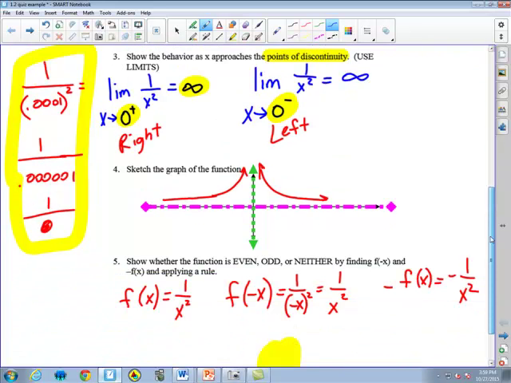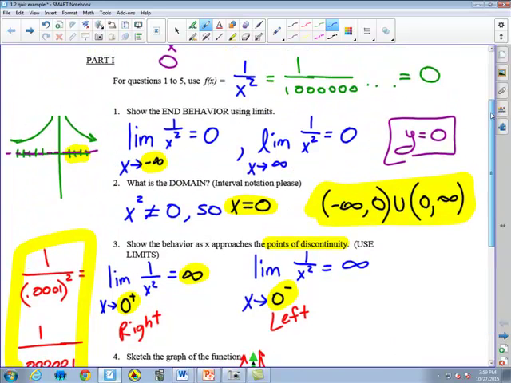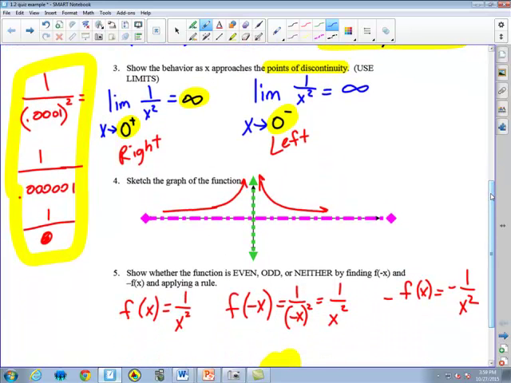Now, we can use the information from the limits we found in number 1 and number 3 to sketch the graph. We know there's a horizontal asymptote, that is the pink line. We know that there's a vertical asymptote because at 0, both coming from the left and the right of 0, we approached infinity. That's where those came from. And we just sort of connect the picture. And this is the picture that we know to be 1 over x squared.